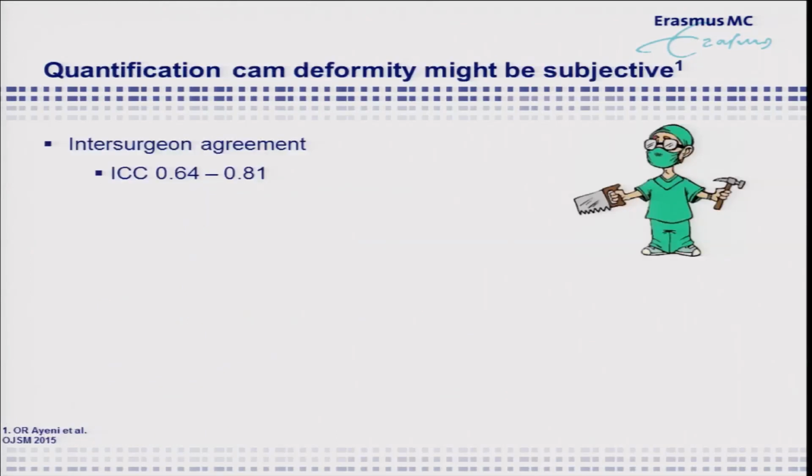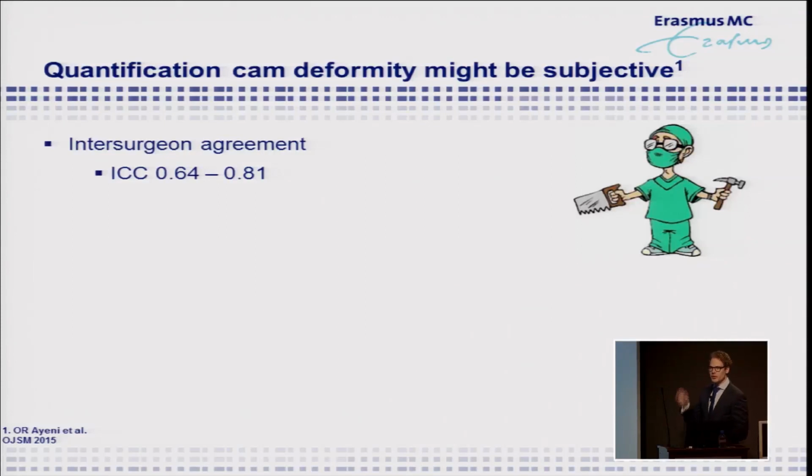But a cam deformity is not straightforward to quantify. It is the extra bone formation, and we can see that on radiographs or on MRI. But if you really want to quantify it, it's not that straightforward. And that's nicely illustrated by this study.